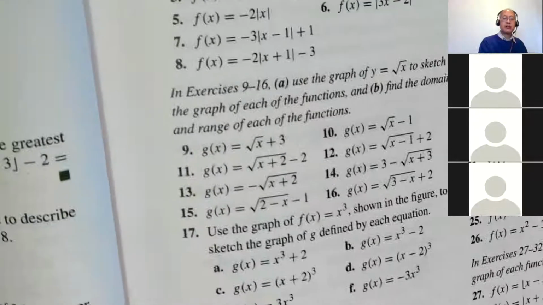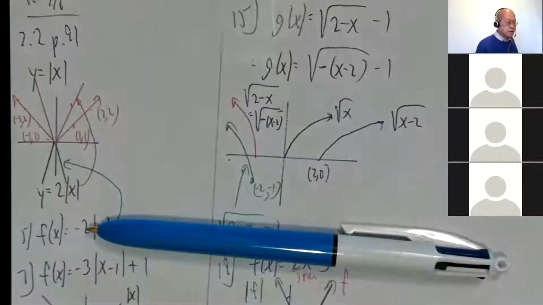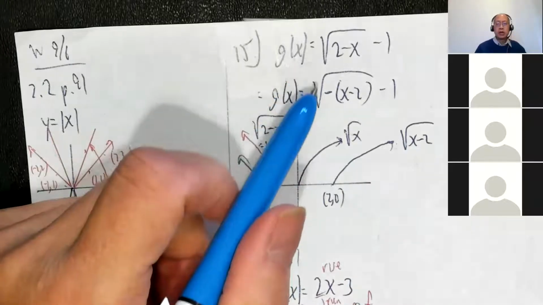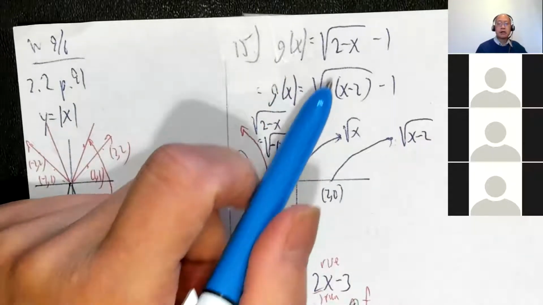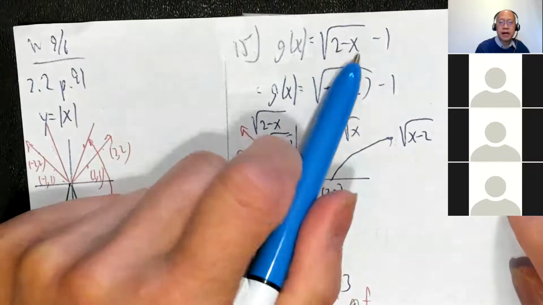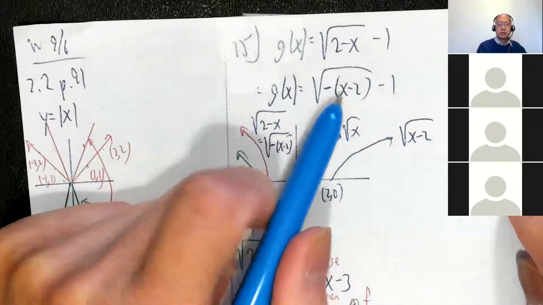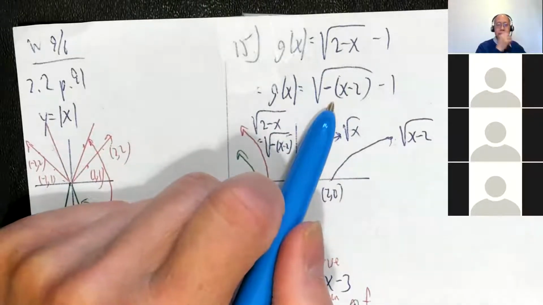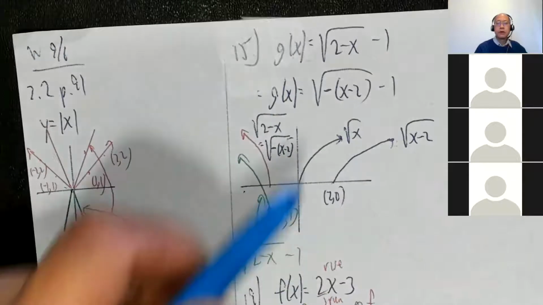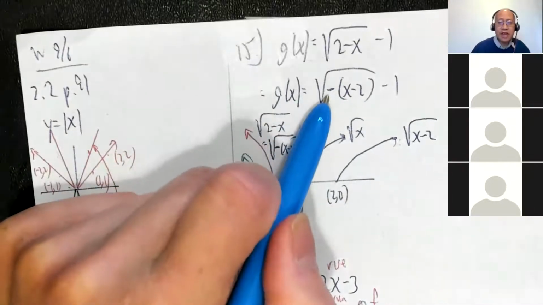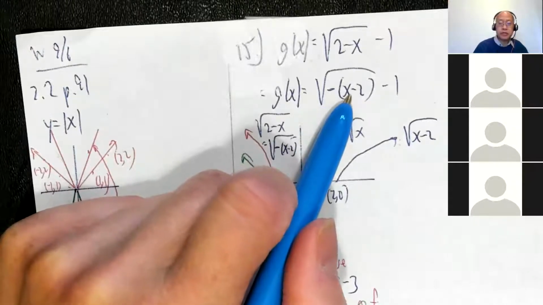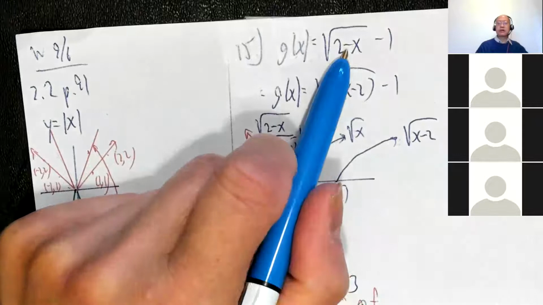G of x is square root of 2 minus x, minus 1. This one's a little tricky because it's 2 minus x, but the formulas are usually in terms of x minus 2. So I do a little algebra trick. The opposite of 2 minus x is x minus 2. I want you to realize that these two are the same. The negative of x minus 2, well, distribute. You get negative x minus negative 2, or plus 2. So it's negative x plus 2, which is the same thing as 2 minus x.